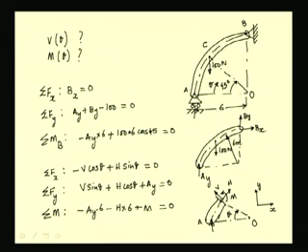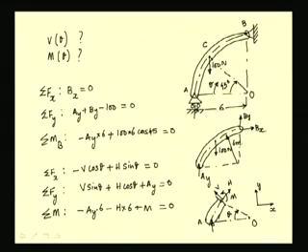Now, we can consider the free body diagram of a portion between C and B, and we can write the equations for shear force, axial force and bending moment. And now we have the shear force, axial force and bending moment as a function of theta as interested by us.